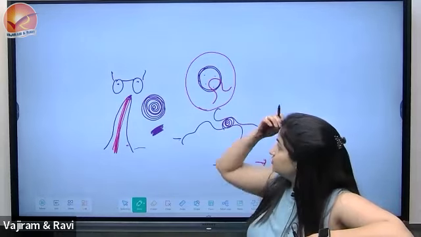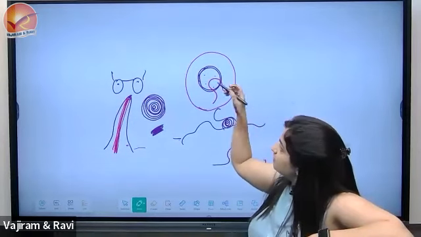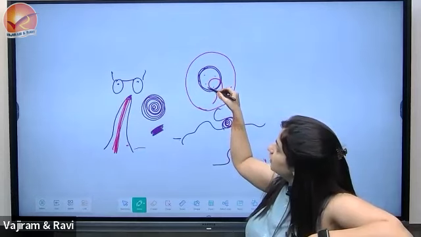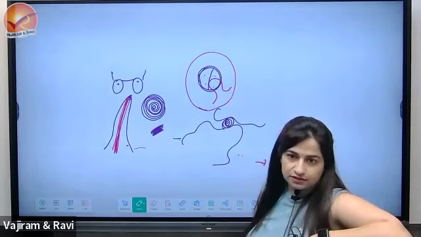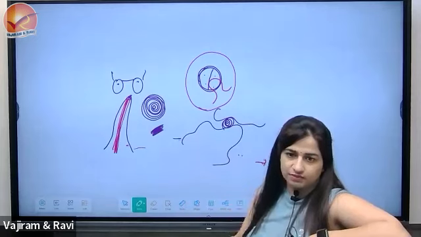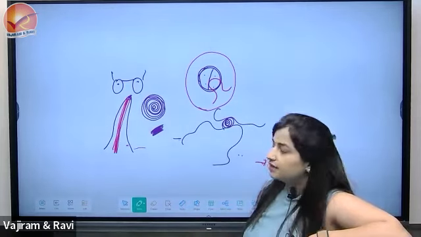Okay? And also sometimes there can be grooving in the cells. It just looks like grooving. Okay? Grooving is nothing, just a fold in between, a line in between. Okay? These are the features.